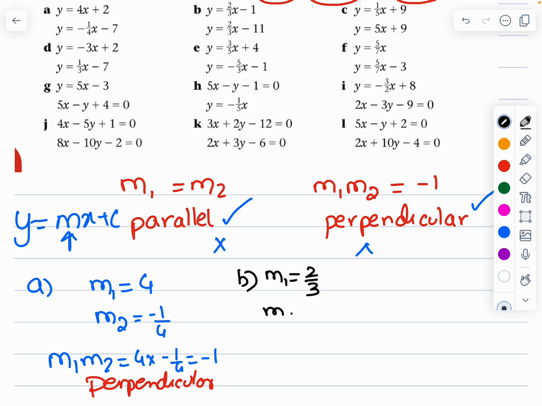Now coming to part B, the gradient of the first line is 2 upon 3 and the gradient of the second line is also 2 upon 3. m2 is also 2 upon 3. They are equal, m1 equals m2. So therefore they are parallel.